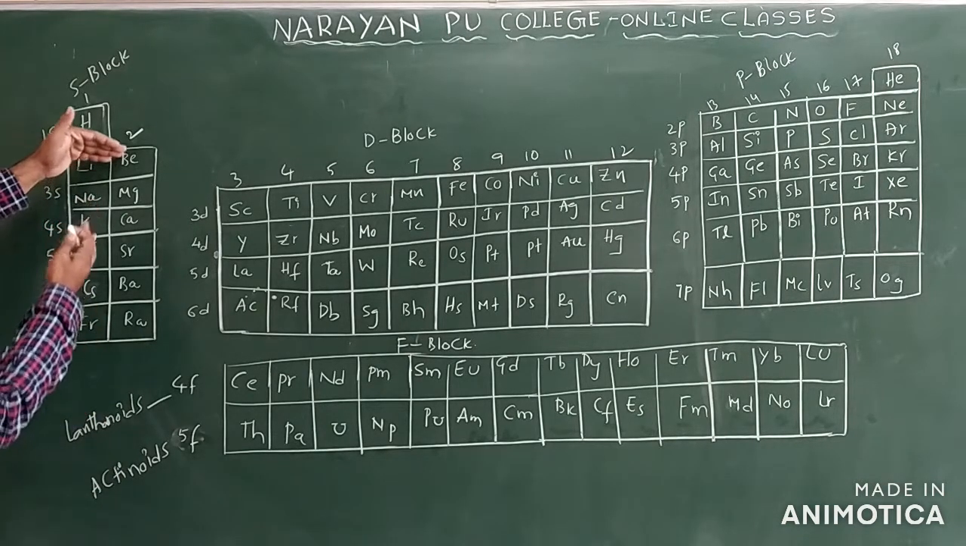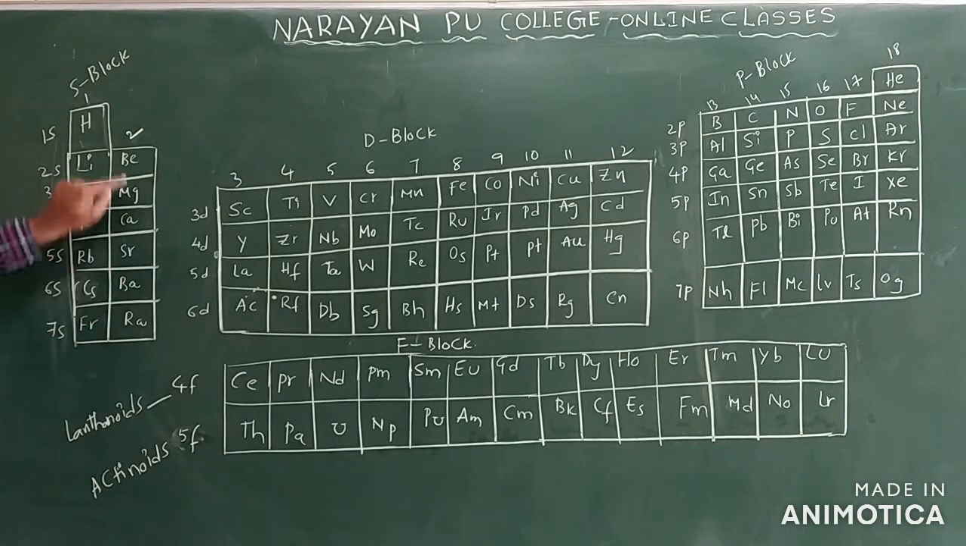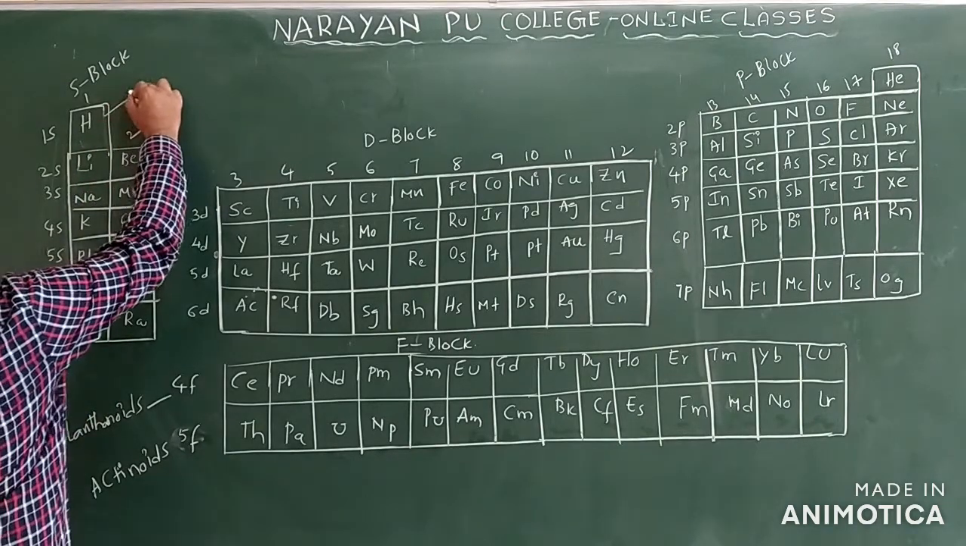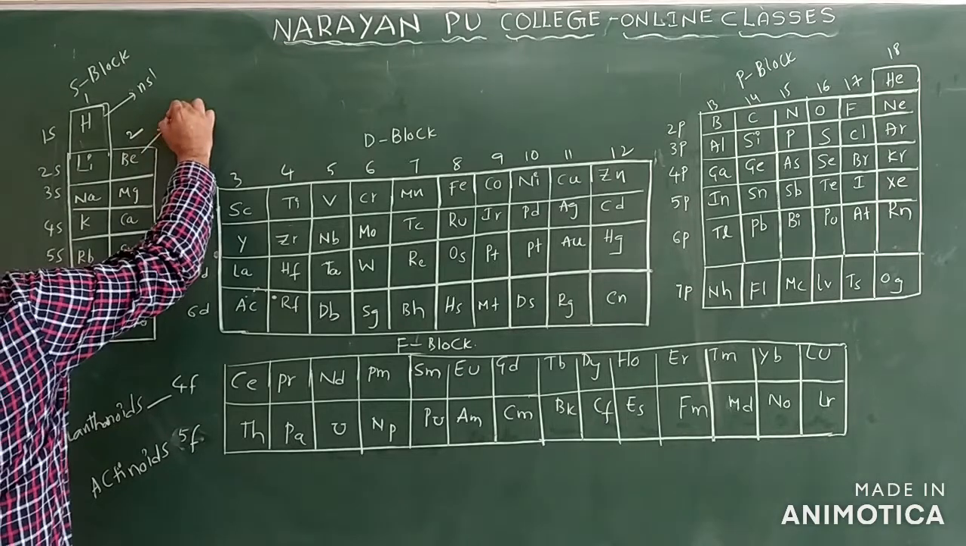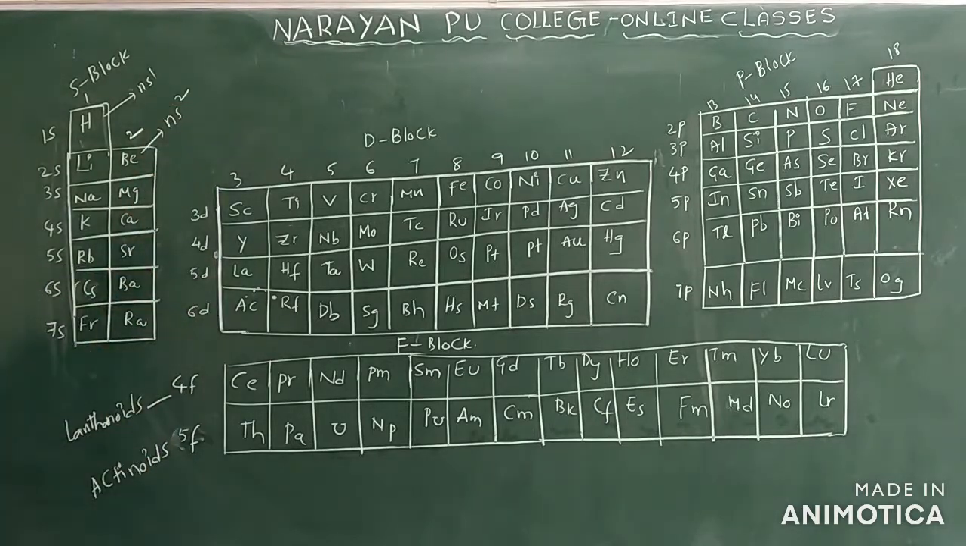Come to the next, we have the second group elements: beryllium, magnesium, calcium, strontium, barium and radium. These are called alkaline earth metals. So you know the configuration: for the first group the general valence shell configuration is ns1, and for this group the general electronic configuration is ns2. So the S block consists of 2 groups, alkali metals and alkaline earth metals. This is regarding the S block.